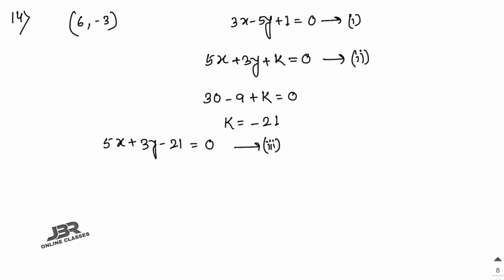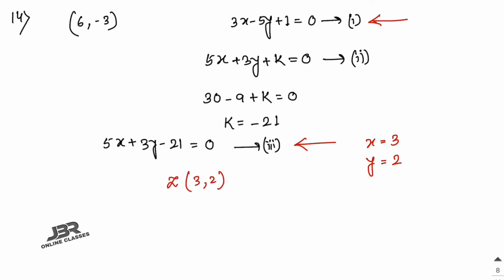Okay. So let the axis and the directrix of the parabola intersect at the point Z. That means the vertex will be the midpoint of Z and the focus. So you can find Z by solving equation number 1 and equation number 3, and then you will get the values of x and y. Here the value of x is equal to 3 and the value of y is equal to 2. That means the coordinates of the point Z are (3, 2).